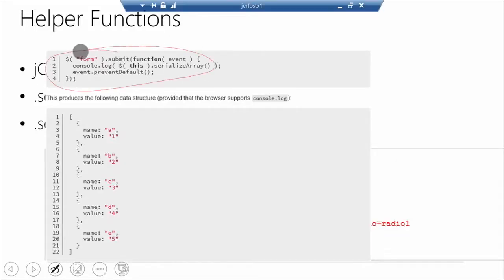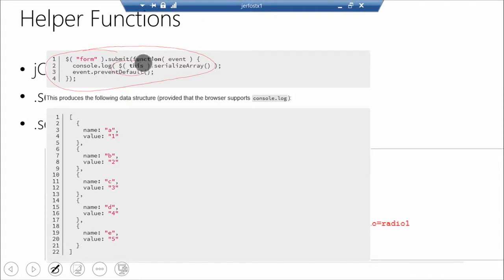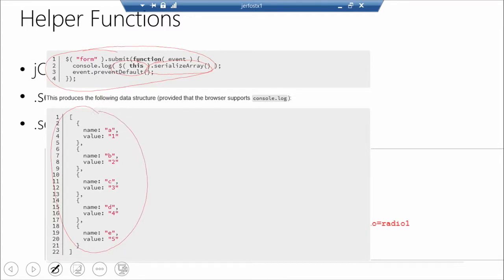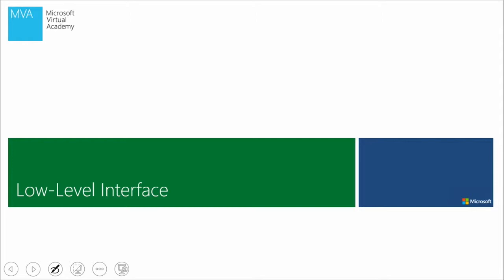So here's a form at the top. I'm submitting it, and then with the submitted form value, I'm saying I want to serialize that array, and that is turning into what you see here, a big name value pair of objects that are all arrayed together. I hope that's clear. Let's go ahead and move on and look at the low-level Ajax functions.